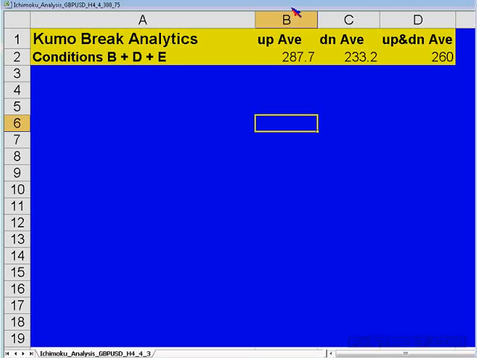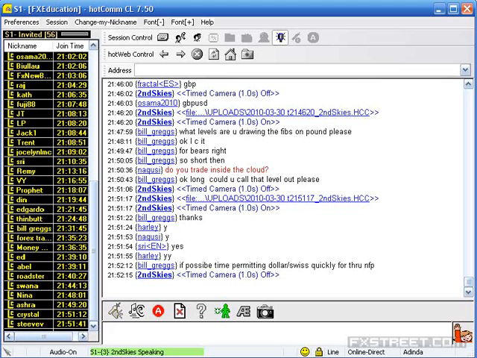So, okay, the average up break should move about 287 pips. So let's just round that to 287. Let's take a look at where this thing is saying it should go to. And let's turn off.